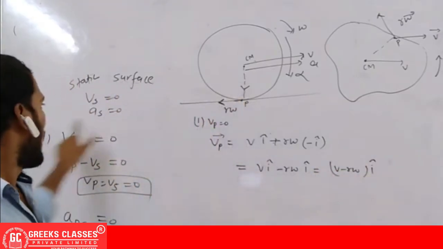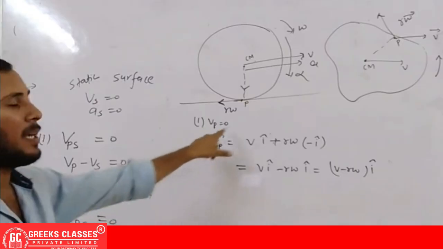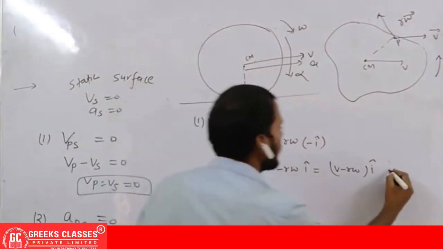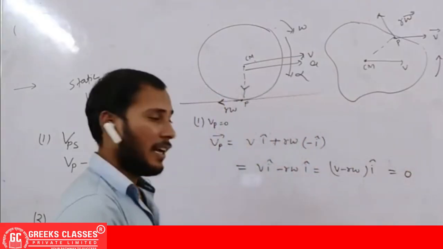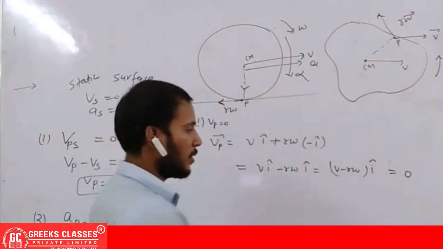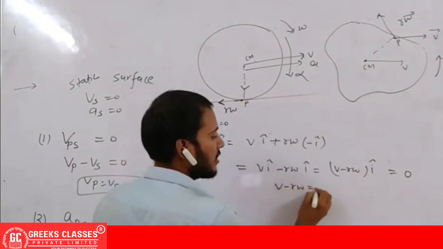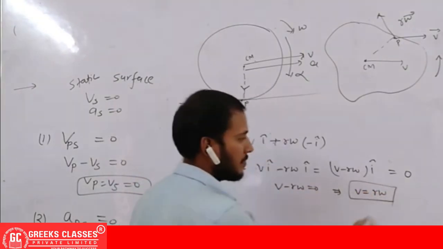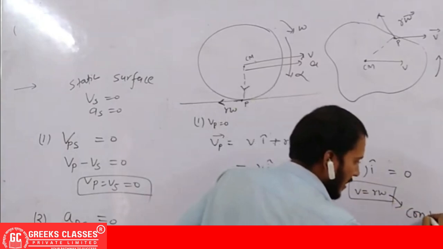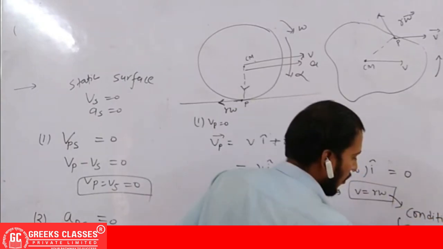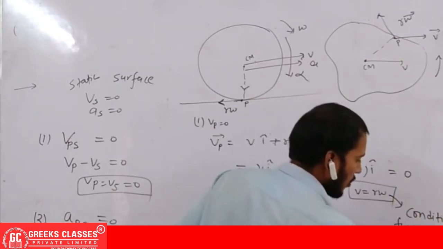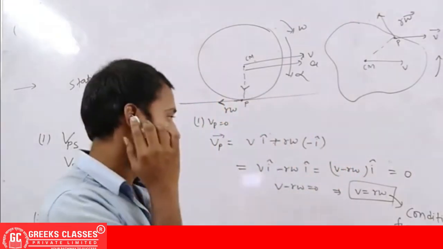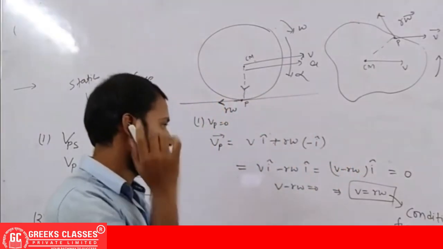Do you remember, in the first condition we derived that Vp should be equal to 0 for no sliding. That means the whole term should be equal to 0. The only condition for this term to be 0 is V minus R omega equals 0, that is V equals R omega. This is the condition for pure rolling. For which kind of surface? A static surface, a surface which is at rest.